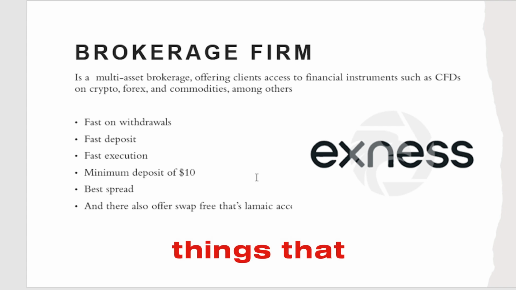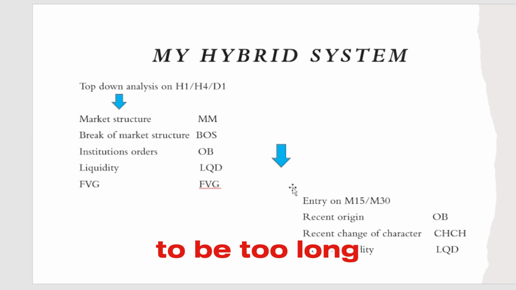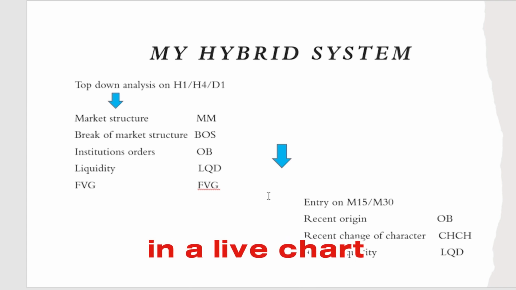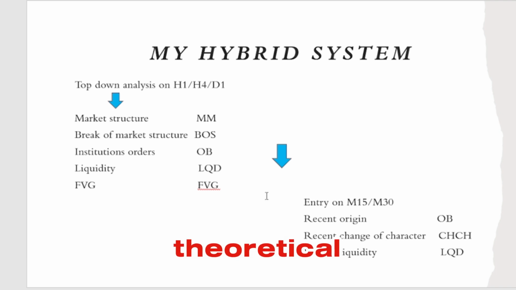So these are things that you're going to be doing. This is going to be part 1 of the beginner's course. So as not to make this video too long, I'm going to cut it here and continue with the hybrid system. Part 2 is where I'm going to be unveiling my hybrid system on the live chart, how to put all these theoretical things into practice, on how to buy or sell the market.